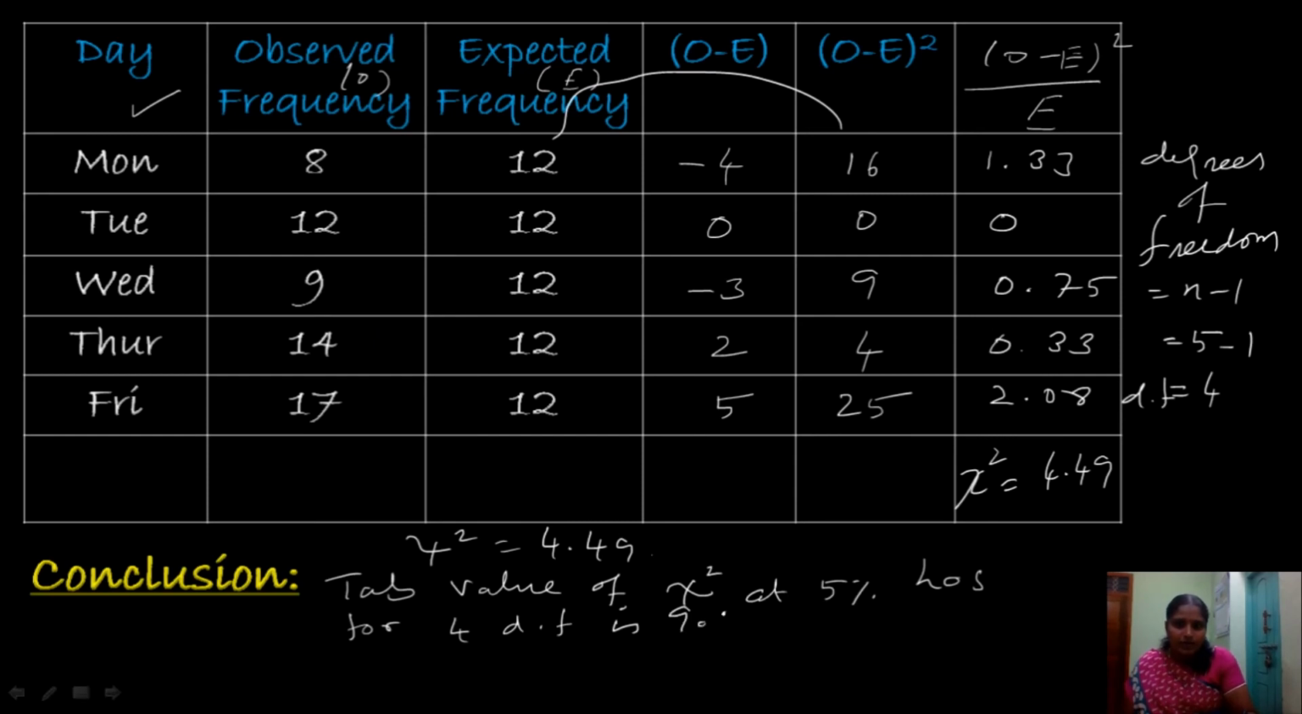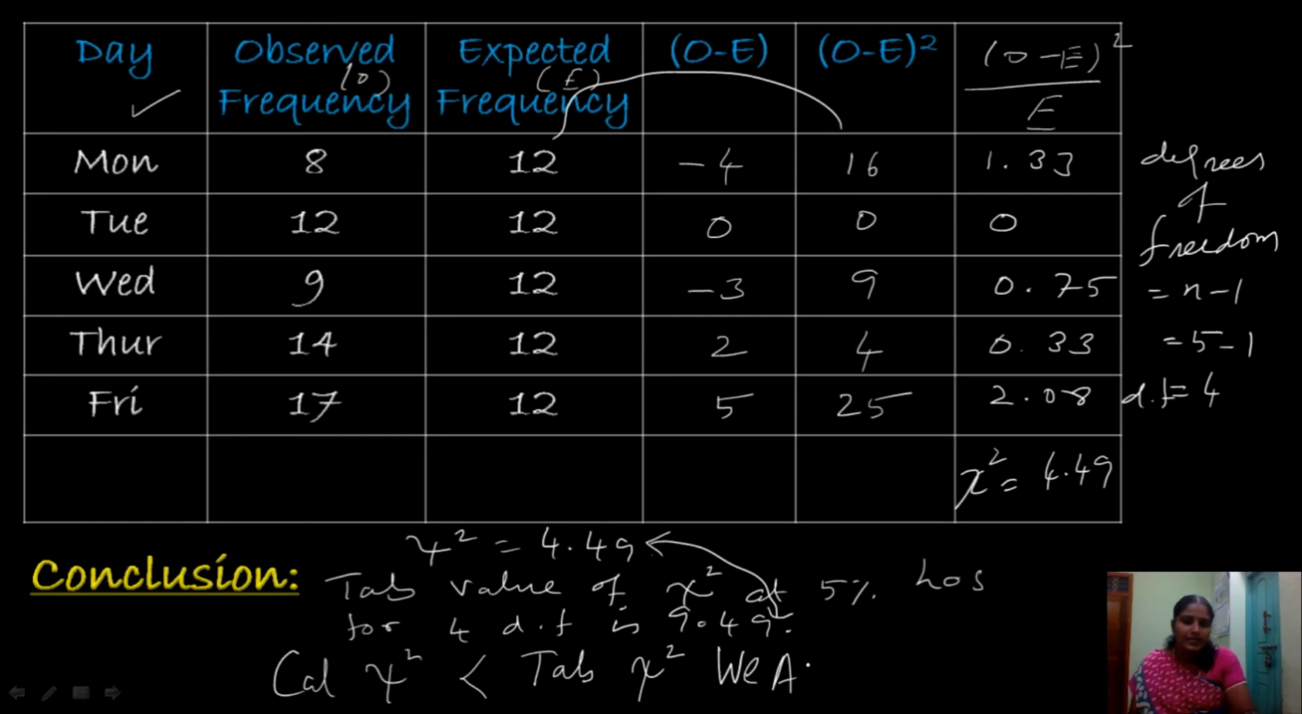So our calculated value of chi-square, 4.49, is definitely less than the table value of chi-square, 9.49. Compare these two values: 4.49 is strictly less than 9.49. So we accept the null hypothesis H0, which means we reject H1. So our conclusion here is that the absence is uniformly distributed over the week.